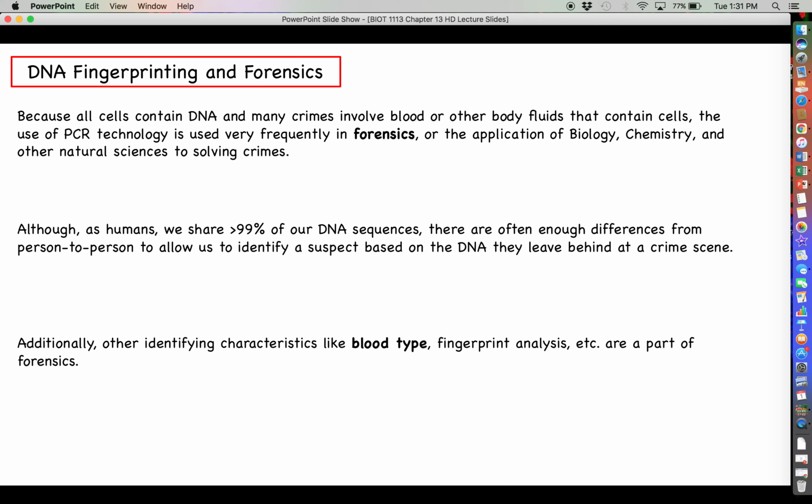Now, this isn't even to mention other identifying factors like your blood type or fingerprints you left behind. There's a lot more that goes into forensic science other than just DNA, so if you're interested, I definitely recommend checking it out. But we're going to focus our discussion here specifically on DNA fingerprinting.